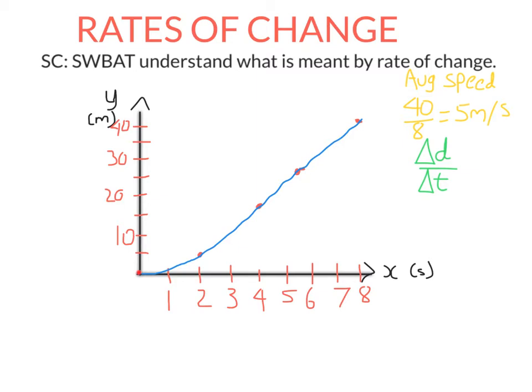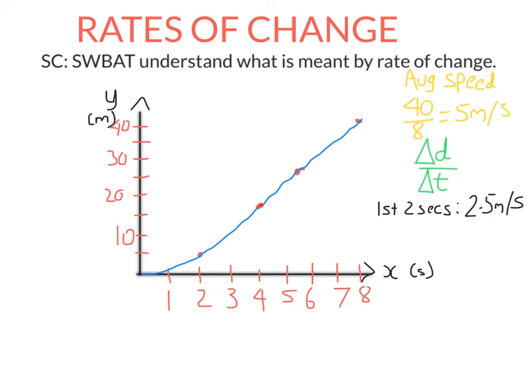So the person started here, had gone 0 meters in 0 seconds, obviously, and they'd only gone up to 5 meters after 2 seconds. So their speed for the first 2 seconds is just 5 over 2, or 2.5 meters per second. And that's a rate of change. We're saying in the first 2 seconds, the distance changed 5 meters. Change in distance 5 meters, change in time was 2 seconds. 5 over 2, 2.5 meters per second.